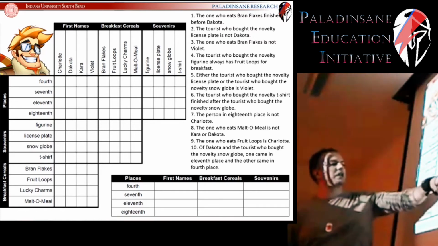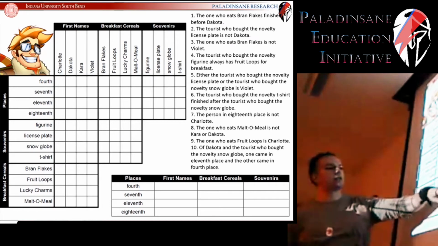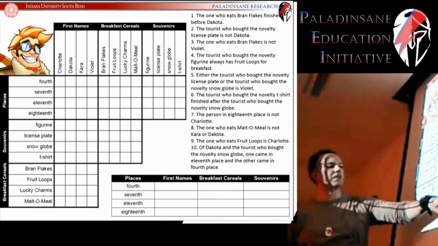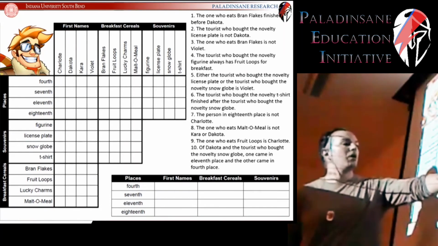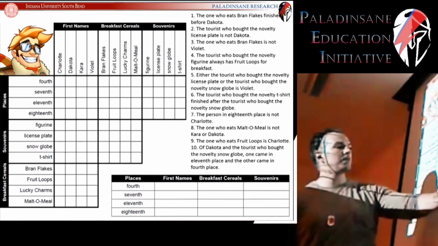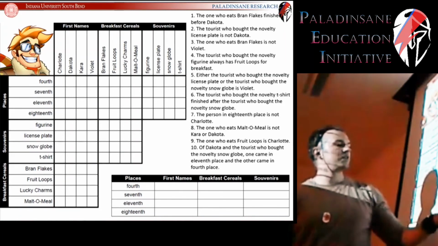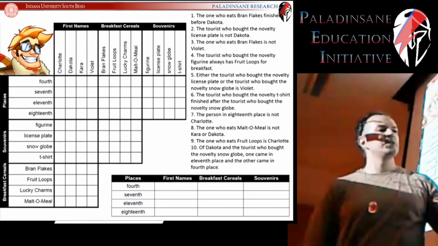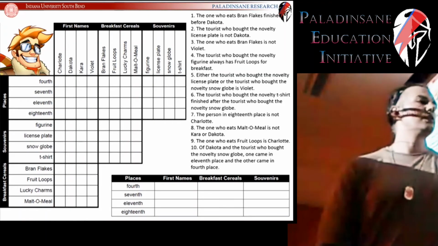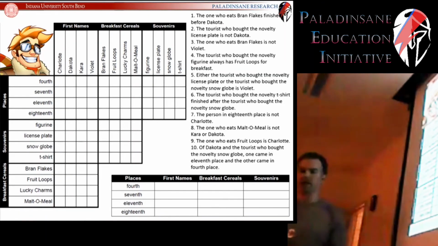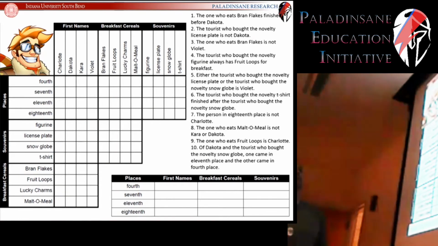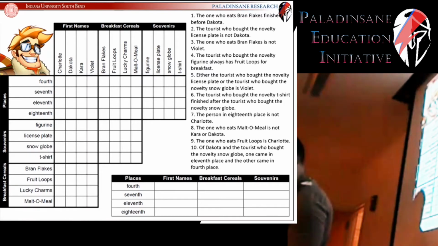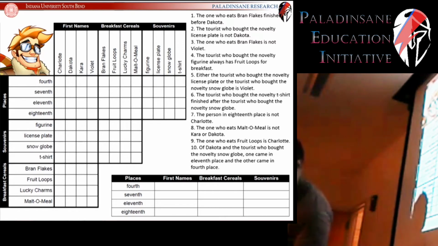All of these individuals ran a race. Somebody ended up 4th, somebody ended up 7th, somebody's in 11th, and somebody's in 18th place. So we want to know what are the first names: who ended up 4th, who ended up 7th, who's in 11th, and who's in 18th place. What breakfast cereal do they enjoy? And what souvenir did they buy to commemorate this occasion? The information that you need to solve this is provided for you, in your case, just directly underneath your puzzles.